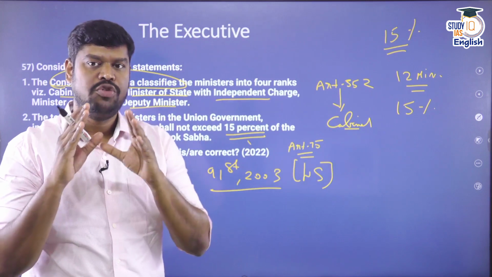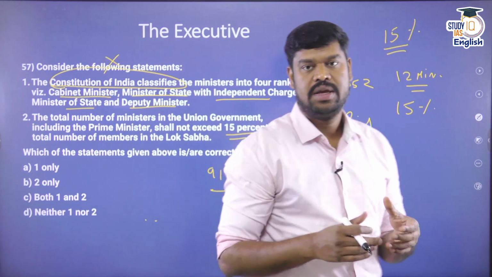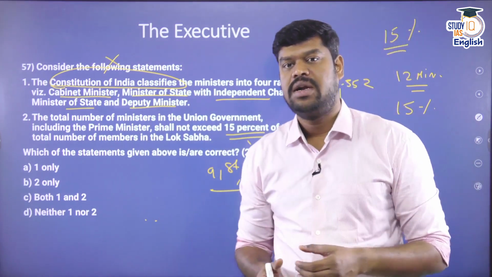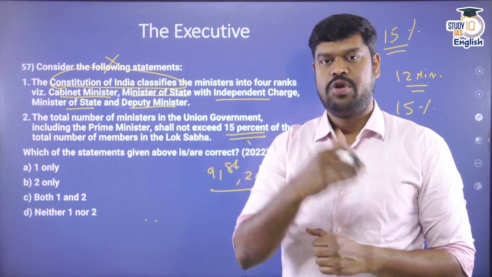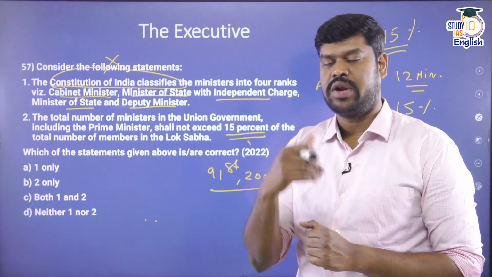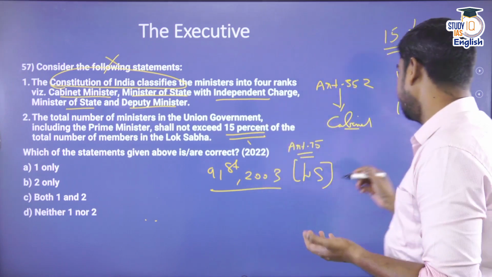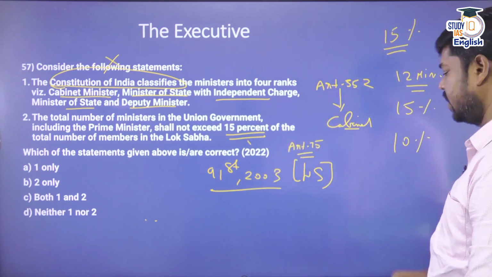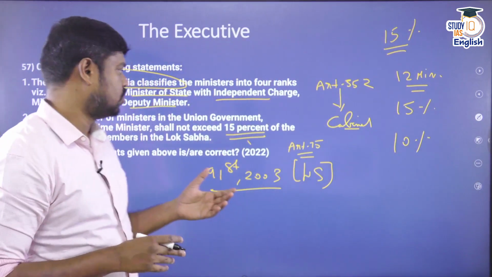However, in case of union territories which have a legislature, say Puducherry, the National Capital Territory of Delhi, and very soon Jammu and Kashmir also, in these cases the size of the ministers shall not be more than 10% of the legislative assembly of the concerned territory. So this is the provision in the Constitution.